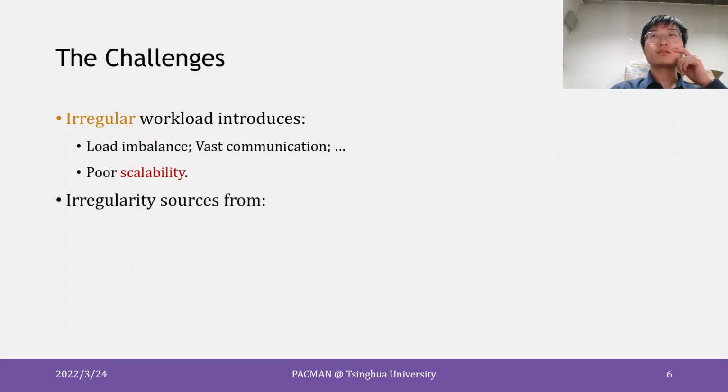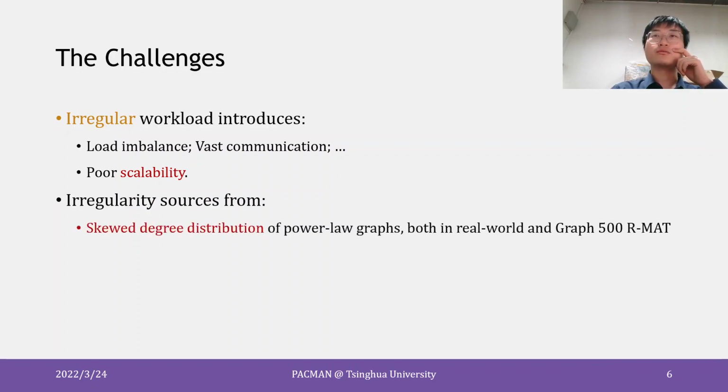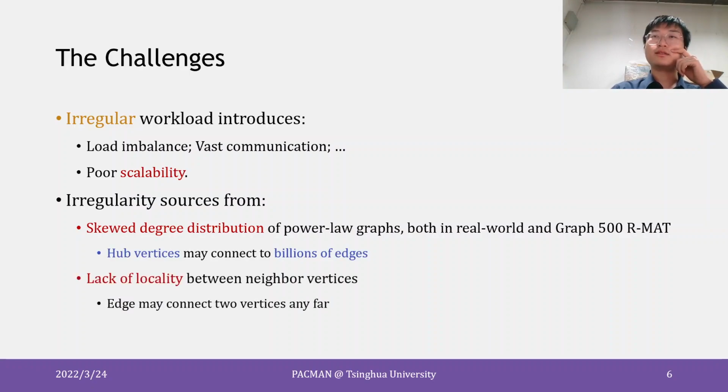The irregularity comes mainly from 2 points. One is the skewed degree distribution we have mentioned. This is a common feature of power law graphs, which occurs in both real-world data and the Graph 500 synthetic one. Some hub vertices may connect to billions of edges. The other is that edges in graph data may connect randomly far vertices, eliminating data locality and introducing heavy global communication when run on a supercomputer.